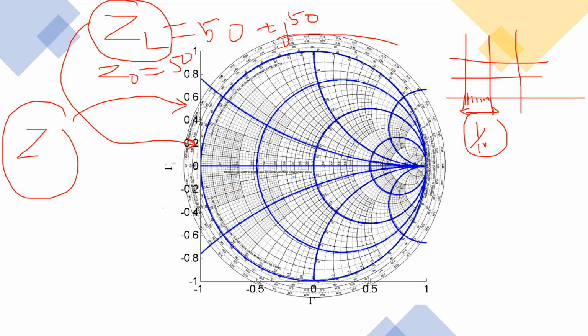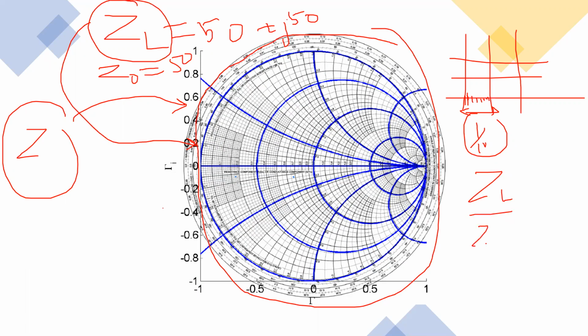The Smith chart is a plot which gives you the normalized parameters. So how do you normalize ZL? You divide ZL by Z0. When you do that, what you'll be obtaining is 1 plus j into 1.